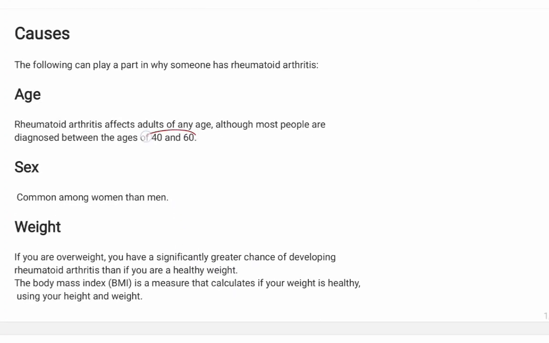Understanding the causes, the following can play a part in why someone has RA. So age is the major factor. It is basically a middle-aged disease. If it is in middle age, it is known as early onset RA, and it is more common in women than men.